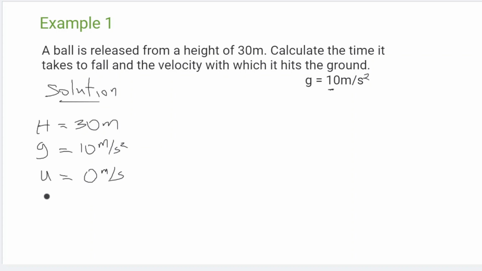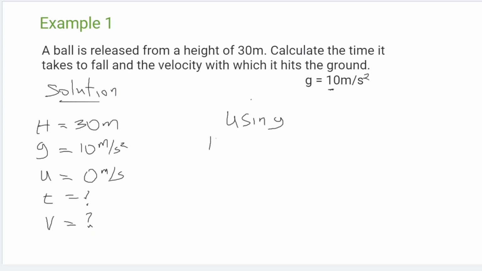And then we're looking for the first part, calculate the time t. And then the second part, we are looking for the final velocity v. So these are the two things we are going to be looking for. So let's look at the first part of the question. We're going to look for the formula that we just finished discussing, the right hand side formula that has h, g, u, and t. I think the second formula should go for our calculation.